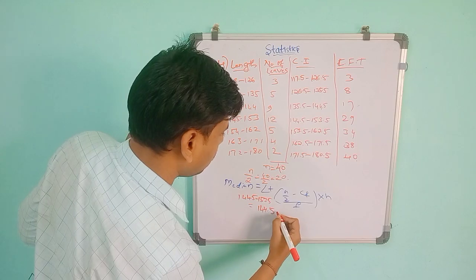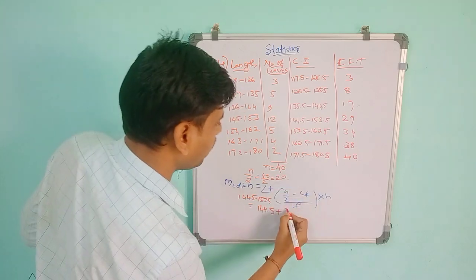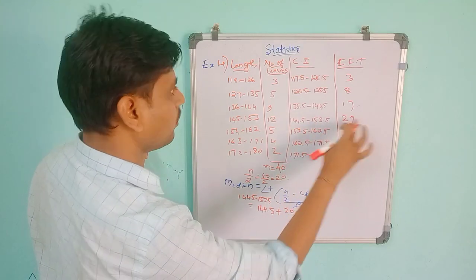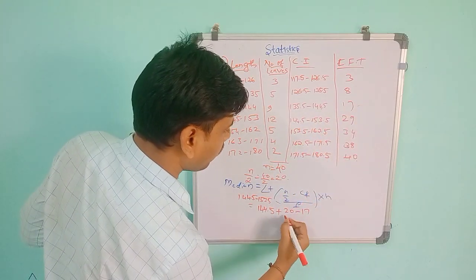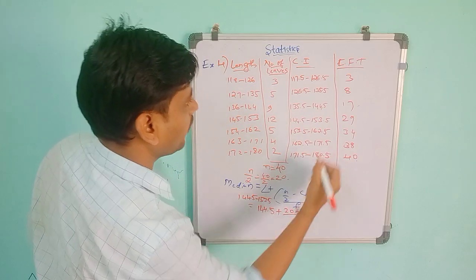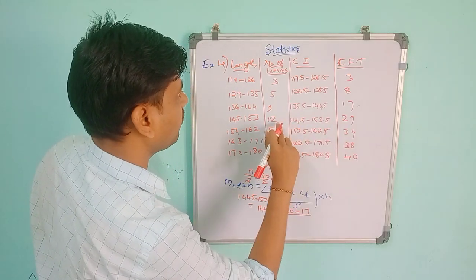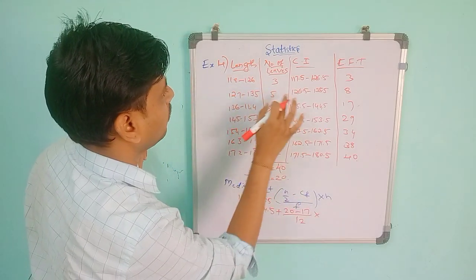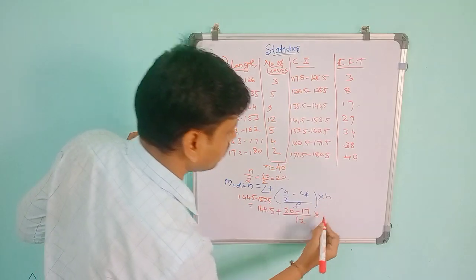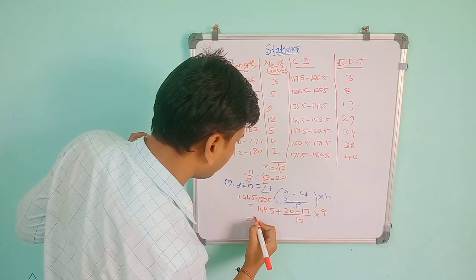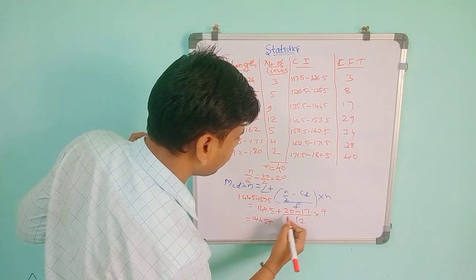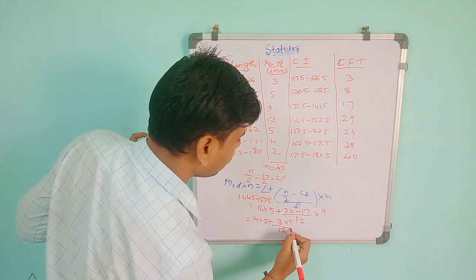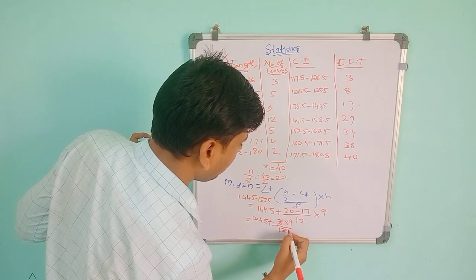So it will be 144.5 plus n by 2, which is 20, minus the cumulative frequency preceding, that is 17, divided by f, the frequency of the median class, which is 12, and h, the gap, is 9. So this will give 144.5 plus 20 minus 17, which is 3, into 9 divided by 12.